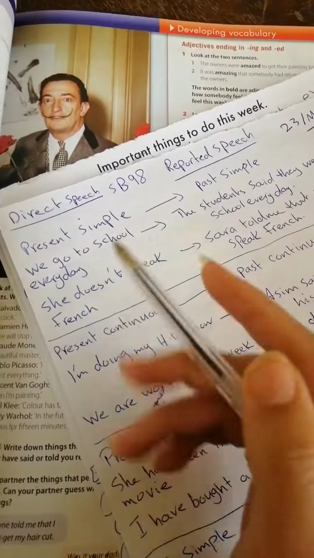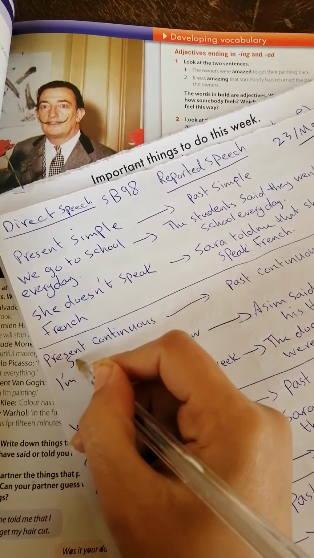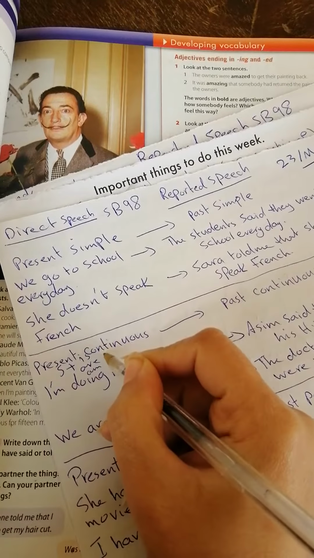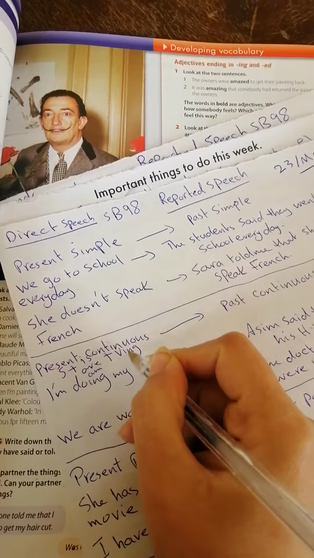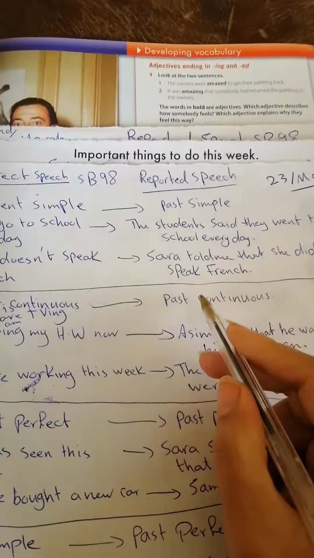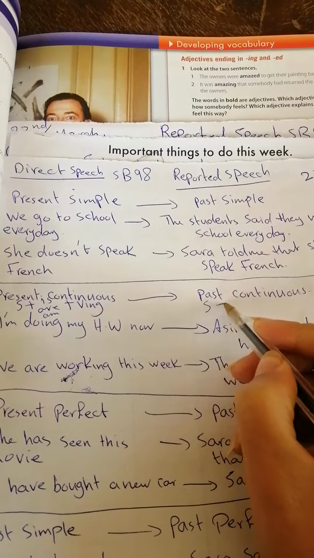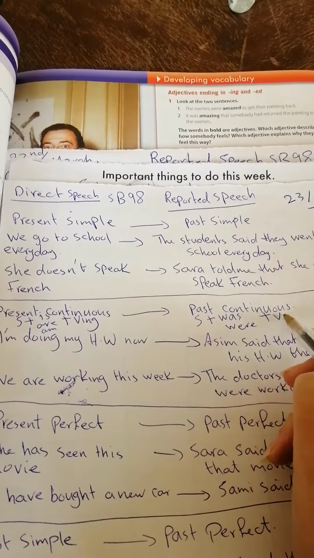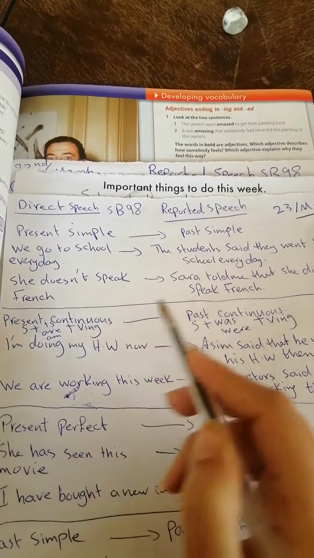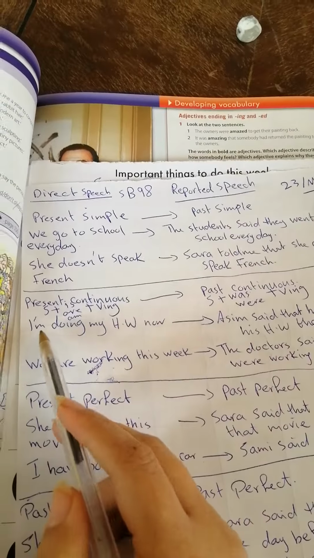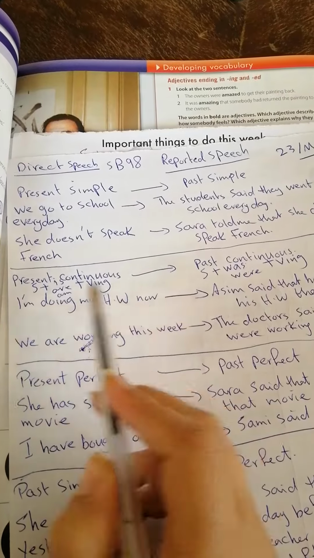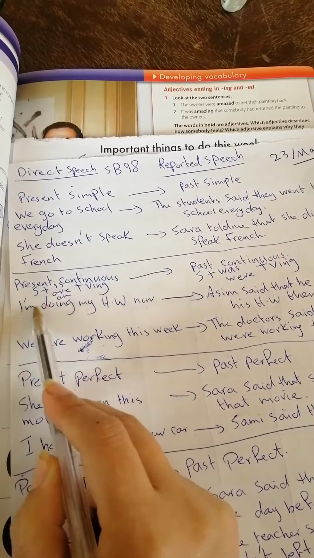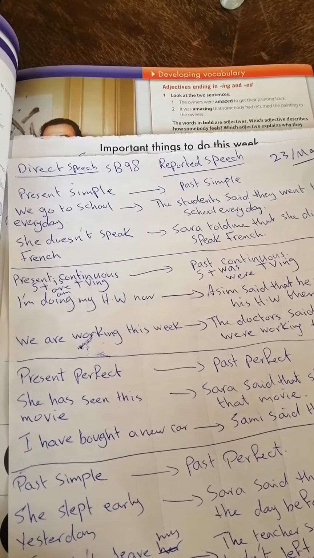But let's remember, what is the rule of present continuous? Subject plus is, are, am, plus verb with ing. Okay. Now, I want to change it into past continuous. Past continuous rule is subject plus was or were, plus verb with ing, okay? Is, are, am, was, and were. Okay, number one. I'm doing my homework now. As you can see, subject I takes am, and then the verb with ing, doing my homework now.